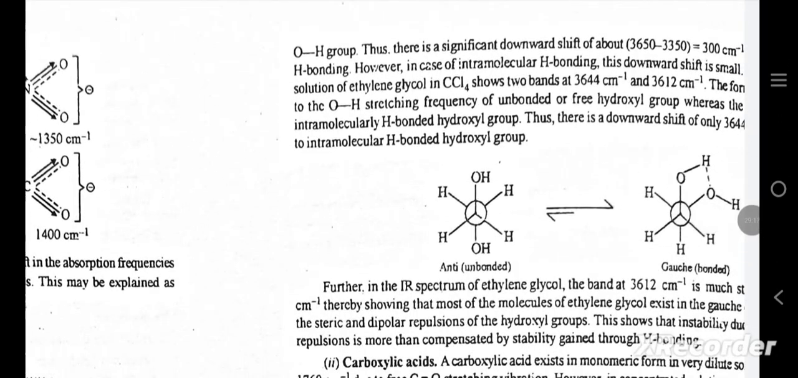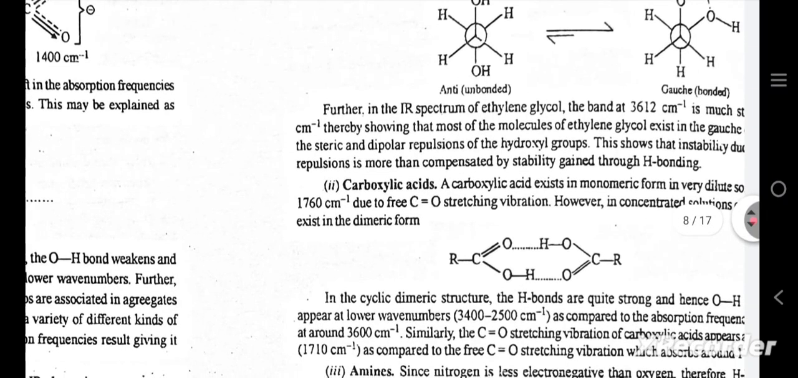In the case of intermolecular H bonding, there is a significant downward shift of the OH group from about 3650 to 3350 cm⁻¹. However, in the case of intramolecular H bonding, this downward shift is small. A solution of ethylene glycol in CCl4 shows two bands at 3644 cm⁻¹ and 3612 cm⁻¹. The first is the OH stretching frequency of the unbonded or free hydroxyl group, whereas the second is due to the intramolecularly H bonded hydroxyl group. Thus, there is a downward shift of only about 32 cm⁻¹ from 3644 cm⁻¹ for the intramolecular H bonded hydroxyl group.